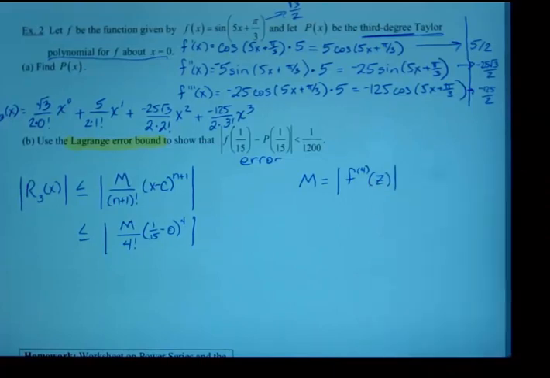Right, but we only have 1 over 15, right? We have x and we have c. Yeah. It's 0 and 1 over 15. So we have to plug in 0. Wait till we get there. I've got it. Sine has a nice little trick to it.